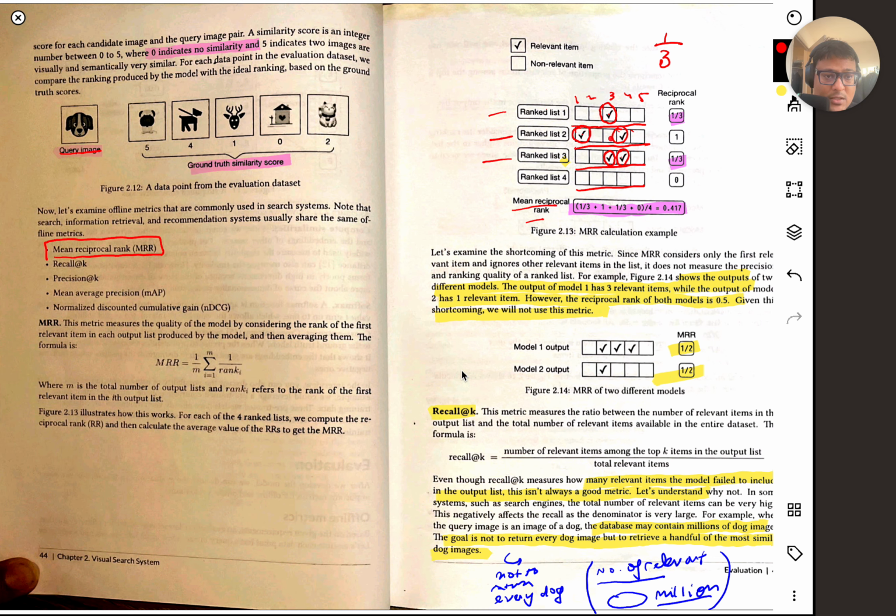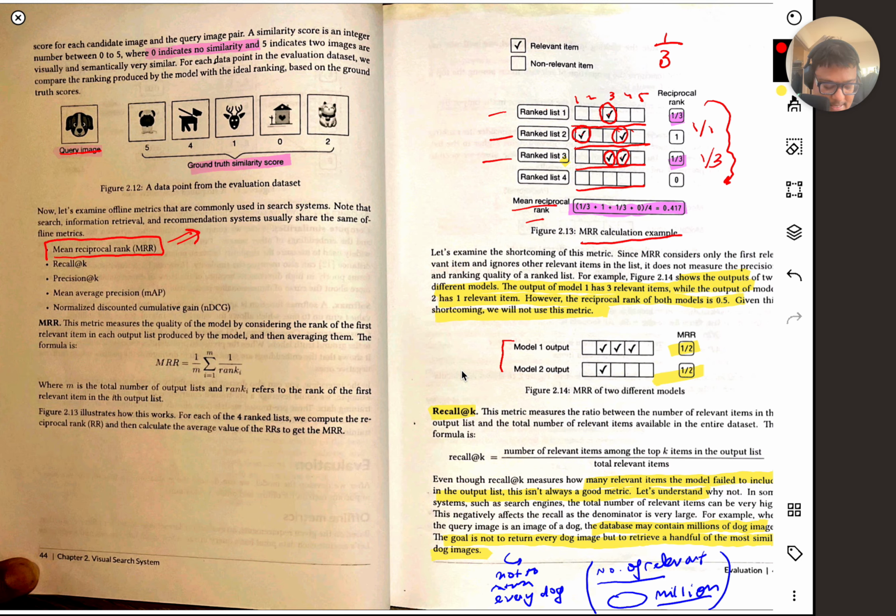But the first dog present in this list is at position 1, so it becomes 1 over 1, and here similarly it's 1 over 3. For all these different query images, you compute this score and then you average it. Okay, and that's what is known as the mean reciprocal rank. The problem with this is a symmetry issue.